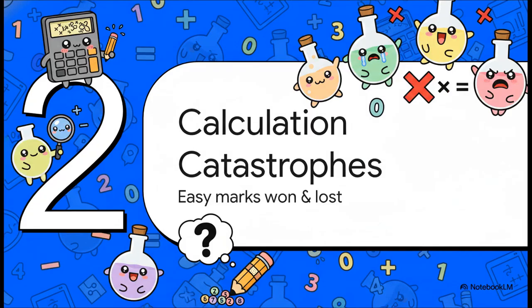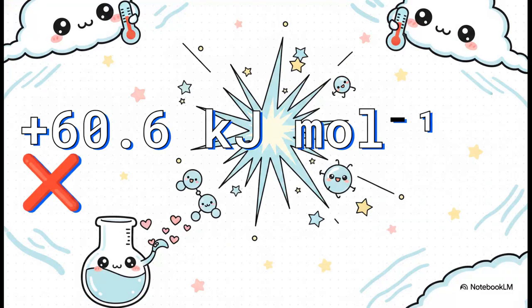Okay, let's talk calculations. This is, let's be honest, where so many easy marks just disappear. It's often not because the chemistry is hard, but because of tiny, avoidable mistakes. Take a look at this.